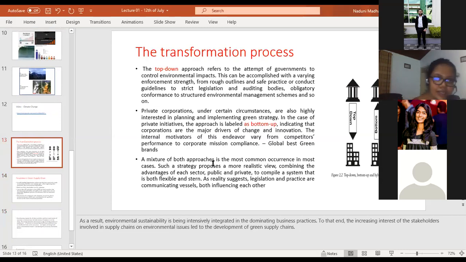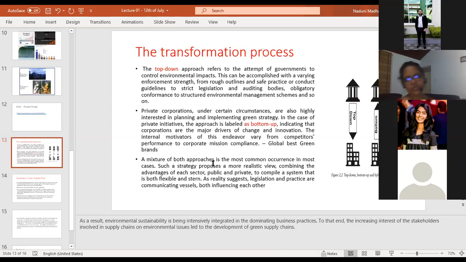When it comes to the approaches, we have discussed the top-down approach and the bottom-up approach. The next one is the mixture of both approaches, which is the most commonly seen one. Basically, the shift from traditional supply chain to green supply chain happens not only because of government pressure, and not only because the companies want the shift, but because of the combination of both.